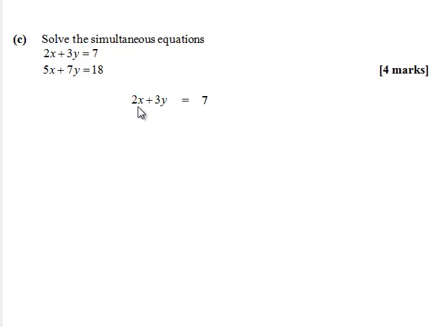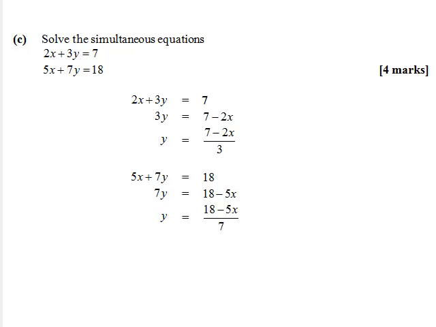So taking the first one, 2x plus 3y equals 7. I'm going to take the 2x across to the other side, so 7 minus 2x. I'm now going to divide both sides by 3, so I've got y is equal to 7 minus 2x over 3. Now let's take the second equation. I'll take the 5x from the left hand side to the right hand side. I'll divide both sides by 7, so I've got y is equal to 18 minus 5x over 7.